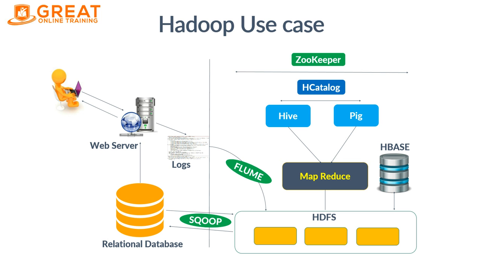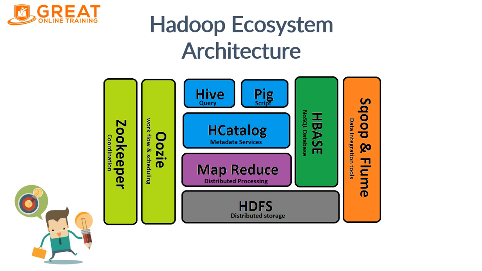Hope you are clear about all these components. So I will tell you briefly again. Flume is a data ingestion tool. It will get the log data into HDFS. MapReduce is the processing framework. HDFS is the storage part of Hadoop. Sqoop is a bidirectional data ingestion tool. It will get the data from a relational database and also get data into a relational database from Hadoop. Hive is an SQL-like language and Pig is a scripting language. It is a pre-processing tool. HBase is a NoSQL database. HCatalog will be used to communicate between Hive and Pig, and ZooKeeper will be used to coordinate all these components of the Hadoop ecosystem. And this is briefly what the Hadoop ecosystem architecture is.